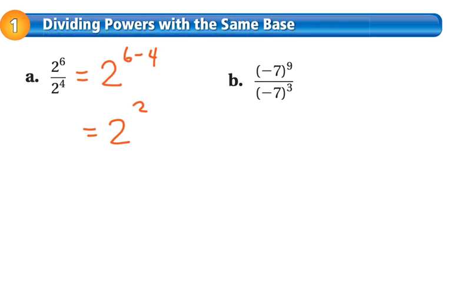In part B, I use the same idea. Since we are dividing with the same base, we'd have a negative 7. Make sure you keep that in parentheses. To the 9 minus a 3rd power. 9 minus 3, of course, gives us 6, so we end up with negative 7 to the 6th power.